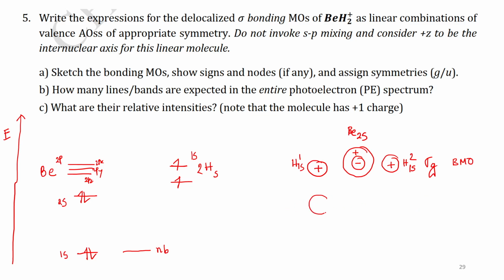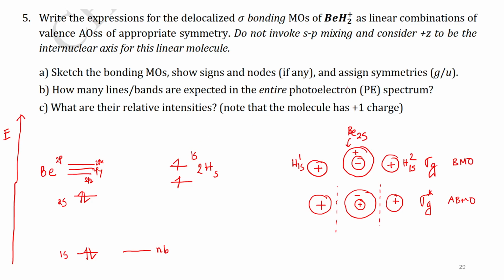That is plus. So I am denoting this as my plus, plus and minus inside. Now if this is plus, this is minus, this is plus, then there is going to be the node, and this is, again the Gerade symmetry is there, but it is my anti-bonding MO between 1s and 2s of beryllium.